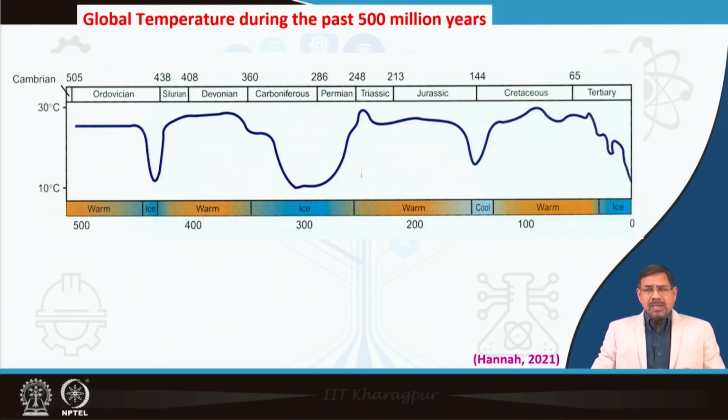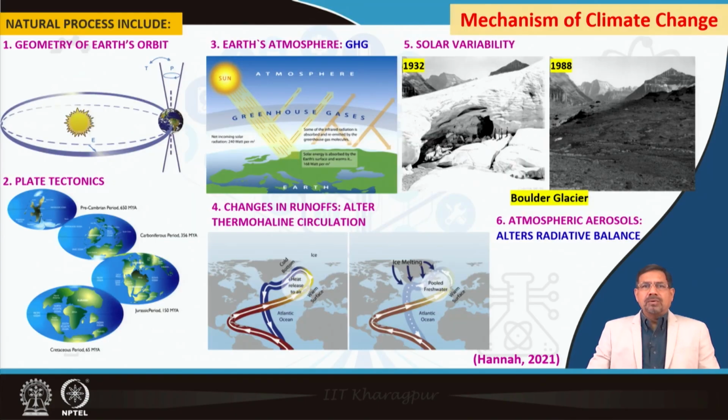So, history may be repeated, and from these evidences it says that history is always repeated. So, you see it here, the lowering of this curve indicates some ice age or cool phases or cool ages, whereas at the upper end it indicates some warm era, or what you say, the interglacial periods. So, this is a very important curve that talks about the global temperature during the past 500 million years, and this has been taken from the book by Hanna 2021.